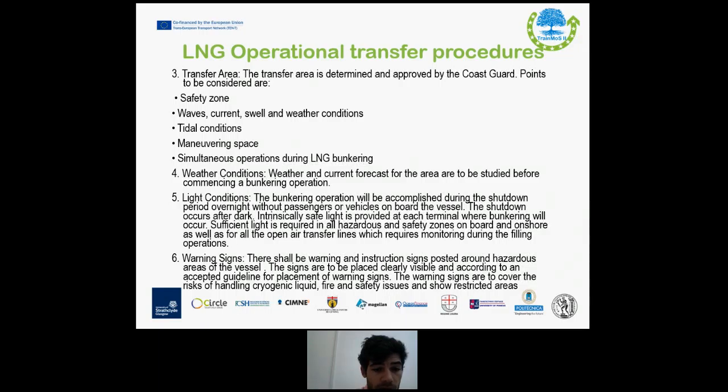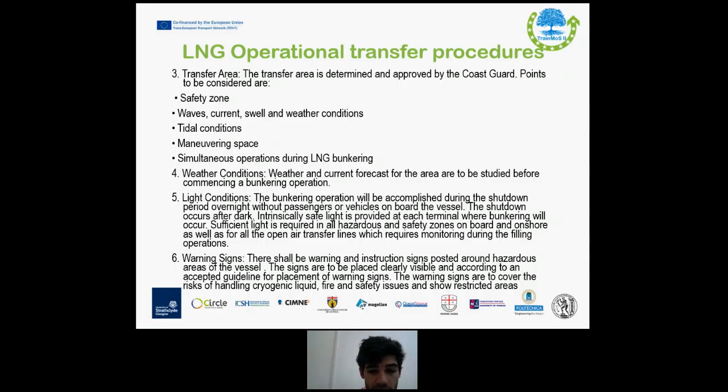Fourth, we have weather conditions, as weather and current forecast for the area are to be studied before commencing a bunkering operation. Fifth element, which has to be considered before commencing bunkering operation, are the light conditions. The bunkering operation will be accomplished during the shutdown period overnight without passengers or vehicles on board the vessel. The shutdown occurs after dark.